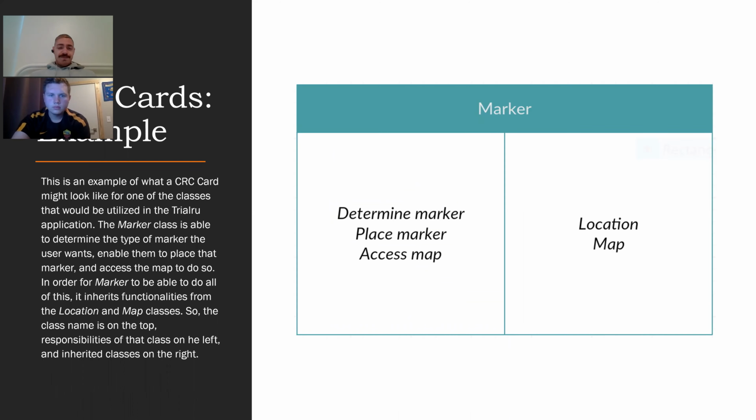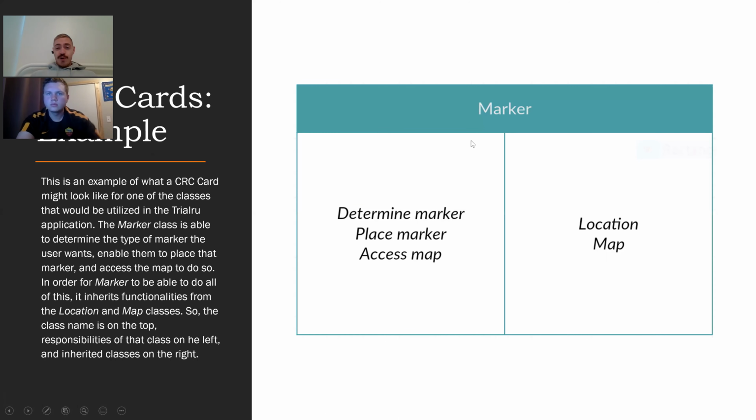So this is an example of a CRC card for our project for Trail Roo, and I did it on a plausible class because we don't really have set classes as of now. So I just did one on a probable possible class that we could have, and I decided to call it marker, for the marking capabilities of the map to show wildlife places or bathrooms or places of interest that the user is allowed to mark on our app on the map.